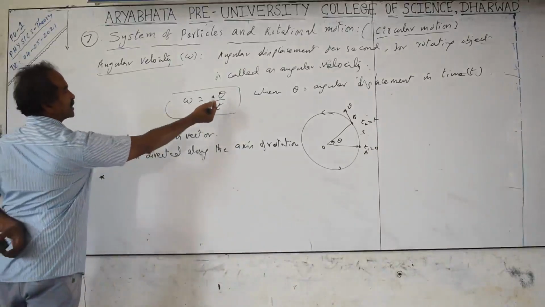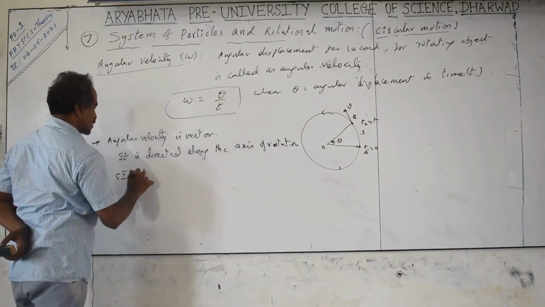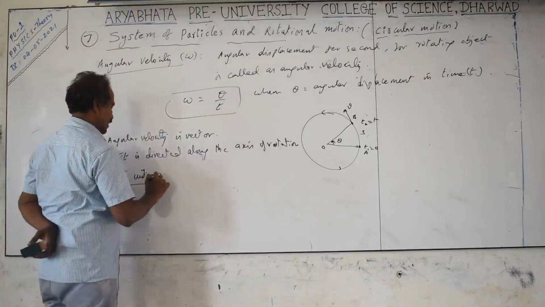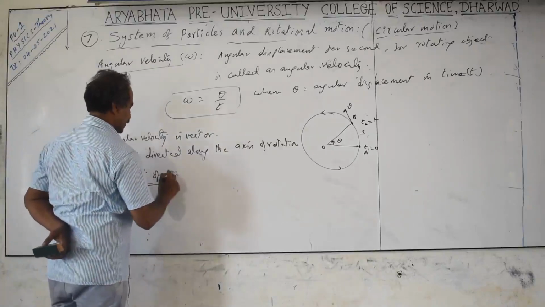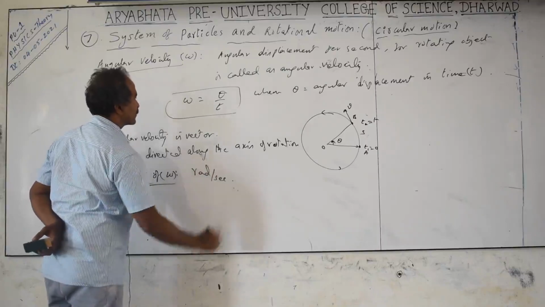Units, the SI unit we can write. SI unit of omega is radian per second.